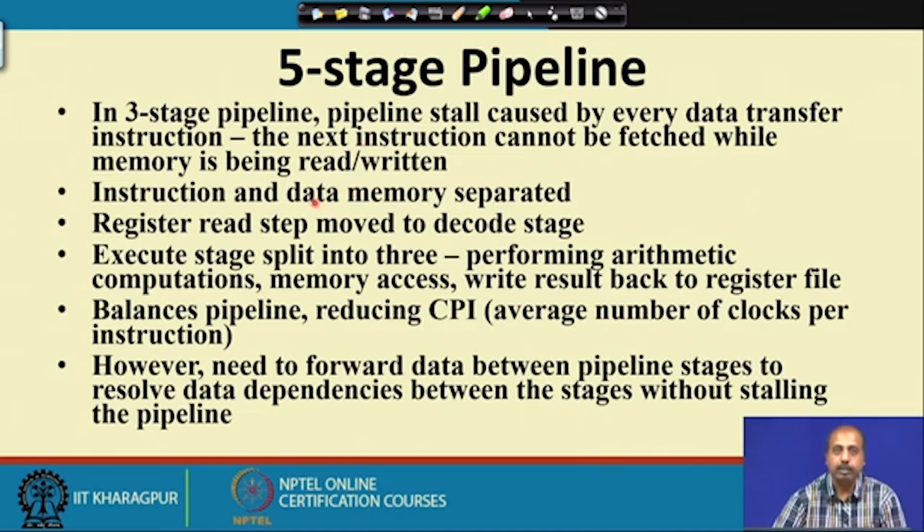So, 5 stage pipeline. As it is, there is a balancing in the pipeline that we see now, because the decode stage was very lightly loaded. So, that has been given enough job to do now. So, it reduces the CPI. CPI stands for clocks per instruction. So, how many clocks are needed per instruction?